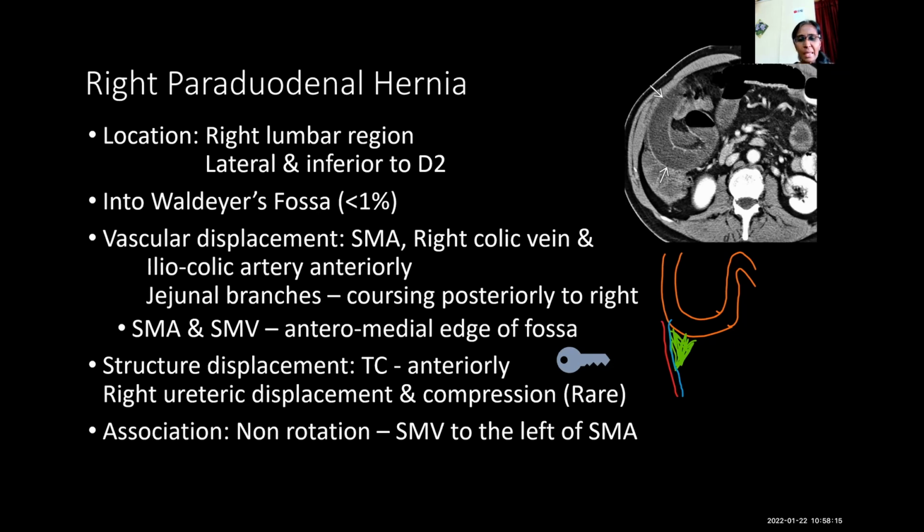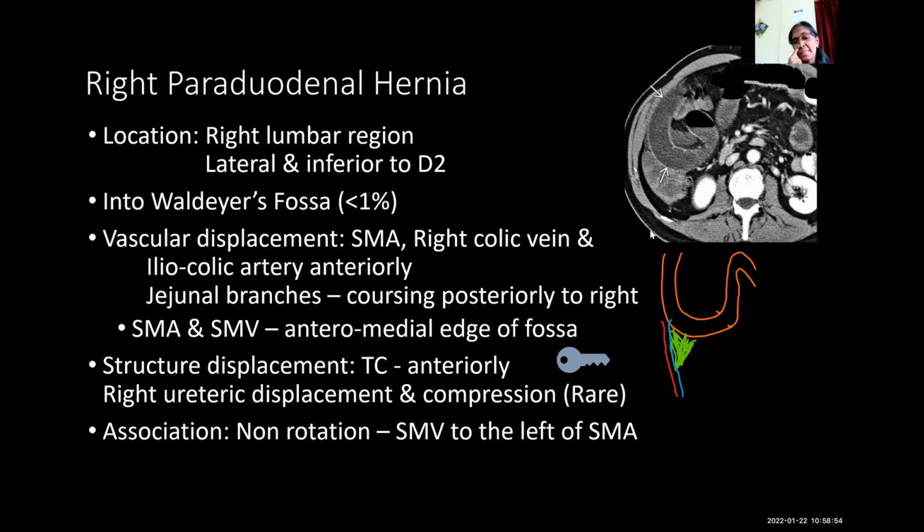And one more pointer is this. Winslow versus paraduodenal: if there is transverse colon displacement anteriorly, that actually goes more in favor of right paraduodenal hernia. And I also wanted you to know it because if the hernia goes into the retroperitoneum, you could also have mass effect or displacement of the ureter. Okay, though it is very rare to cause compression. It's not really mentioned as one of the causes of hydronephrosis. This can be associated with non-rotation, so look for the position of the SMA and the SMV.